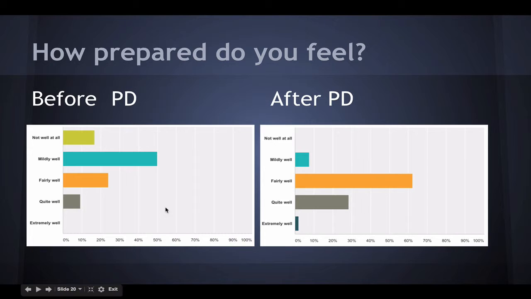In this question, I asked them how they felt before the professional development. How prepared were they for the next generation assessments? You can see quite a few, more than just 18%, were not well at all. And then we had mildly well, fairly well, and quite well. No one was extremely well prepared. And then afterwards, all of our not well at alls were up to either mildly well or fairly well, which was the majority. So that's encouraging. And even just slightly less than 30% were quite well prepared, and one person was extremely well prepared.